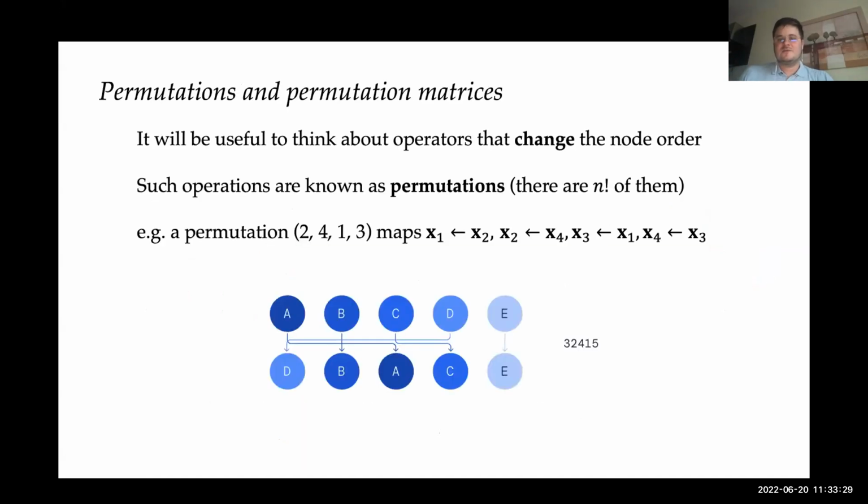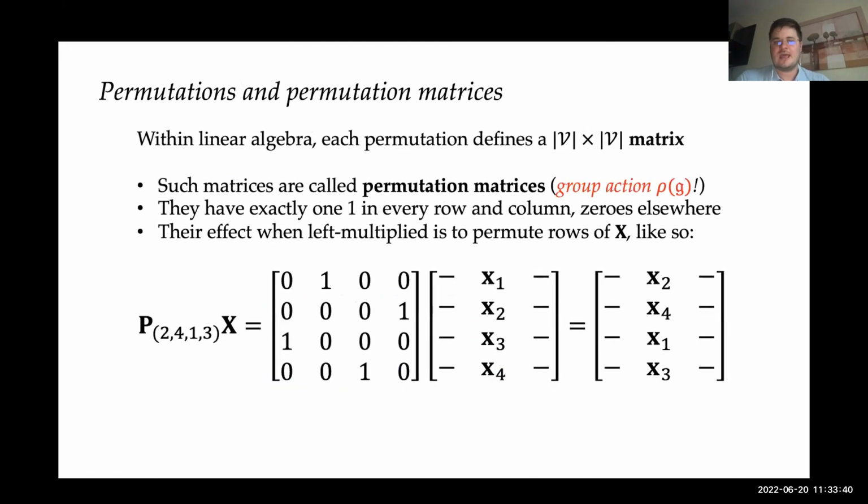And it will be useful when we define this rule to think about operators that can change the node order. As you know from combinatorics, these operations are known as permutations. For a set of n elements, there are n factorial many of them. And conveniently, we can use the idea of representations of a group action to note how each permutation defines a unique node-by-node matrix which has exactly the desired effect, the so-called permutation matrix. Here you have a specific permutation matrix for the permutation 2413, and the only effect it has is that when you left multiply it with a feature matrix of nodes, it just permutes the order of those nodes and does nothing else. So it's ideal for what we want to show.